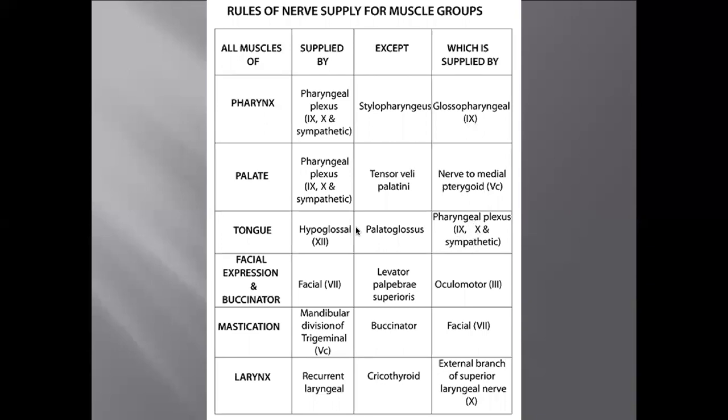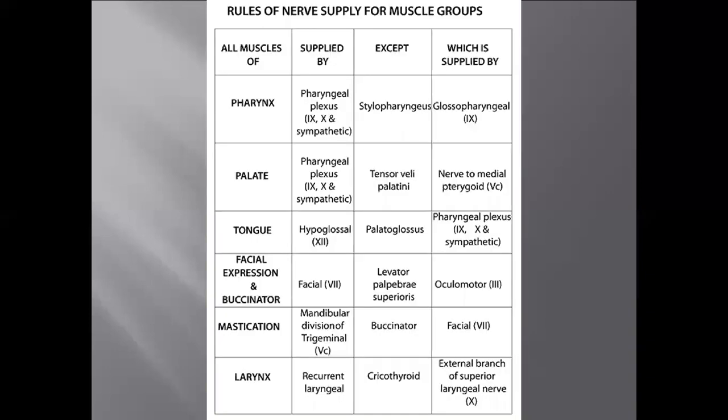Wherever the pharyngeal plexus is coming, that is actually the accessory nerve, the cranial part of the accessory nerve supplying through the vagus. Facial expression: all the muscles are supplied by the facial nerve except levator palpebrae superioris. So these exceptions are important. Take a picture and keep it with you. This can be useful at the end later on. That's all. This completes the pharynx.